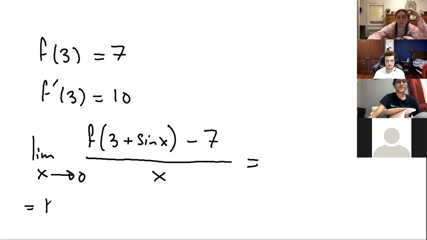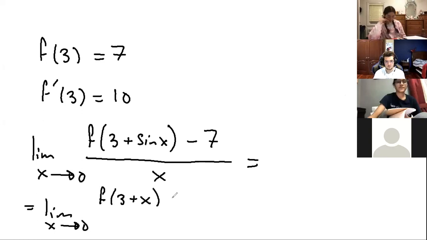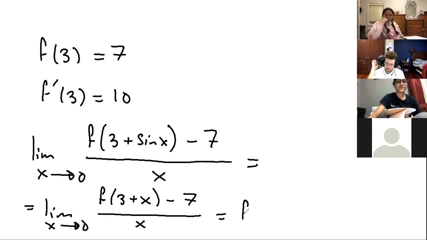So I'm saying this is the same as the limit where X goes to zero of F of 3 plus X, minus 7, divided by X. And that's just the definition of the derivative. It's the definition of the derivative at 3. And that is 10 according to my calculation.